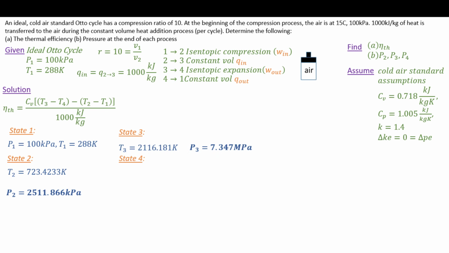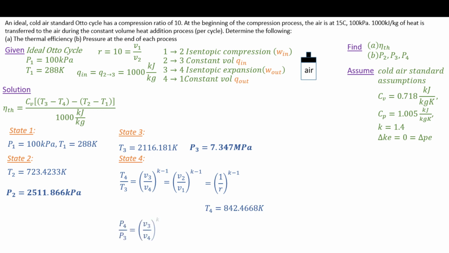Now I'm ready for state 4. From 3 to 4, I do have an isentropic process, and so I can use an isentropic relationship, and I do know that V3 over V2 is equal to V2 over V1, just because of those constant volume processes, and if I plug everything in, I can calculate what my T4 is. And the same thing, I can use an isentropic relationship to figure out what P4 is, and if I plug everything in, I get my P4.